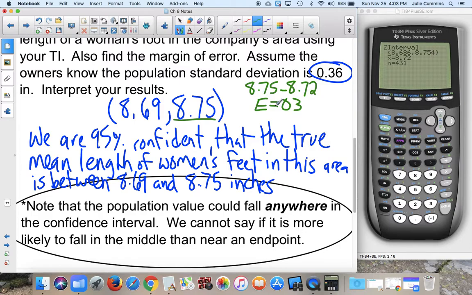Make sure as you're doing your homework that you are interpreting, okay? All of those homework problems say interpret your results. That means write a sentence, okay? Your answers should not just be numbers. We have to explain what these mean.